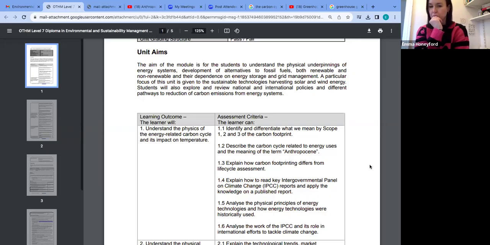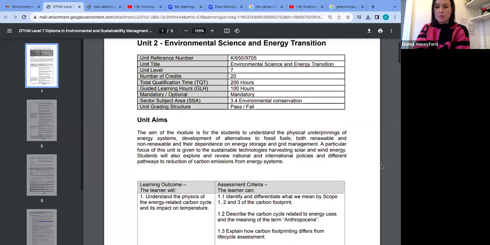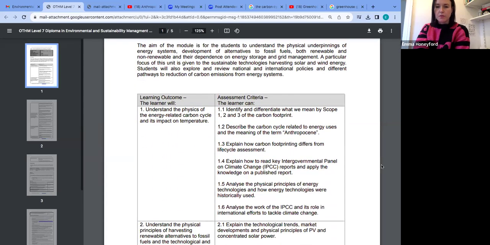1.5, analyse the physical principles of energy technologies and how energy technologies were historically used. And 1.6, we will look at how to analyse the work of the IPCC and its role in driving international efforts to tackle climate change. Okay, so I will bring up the slides now.